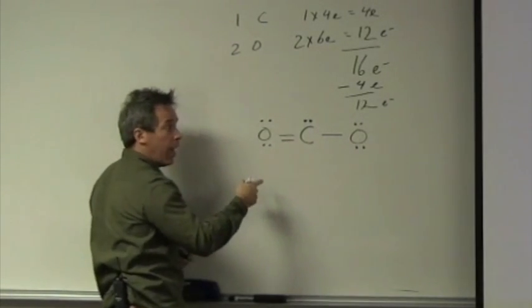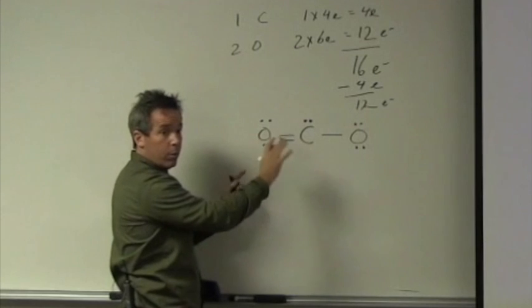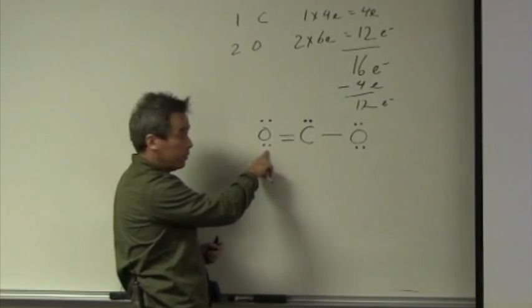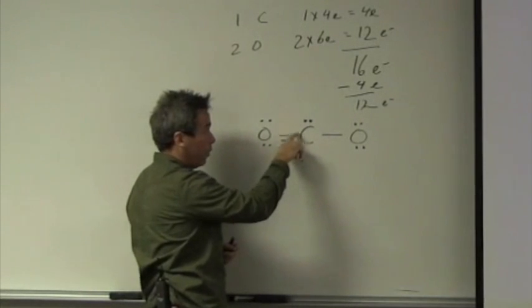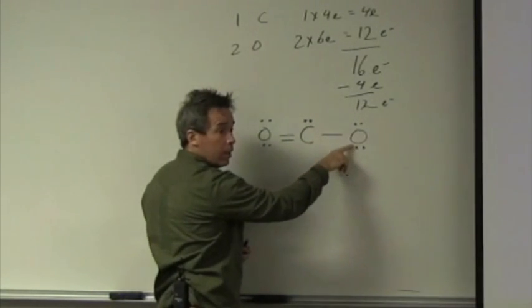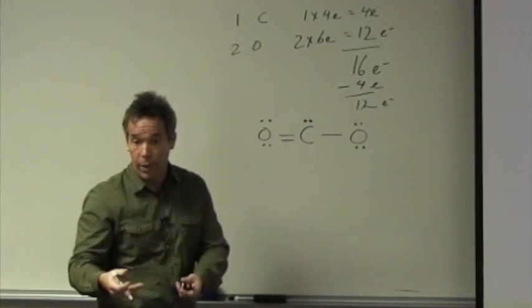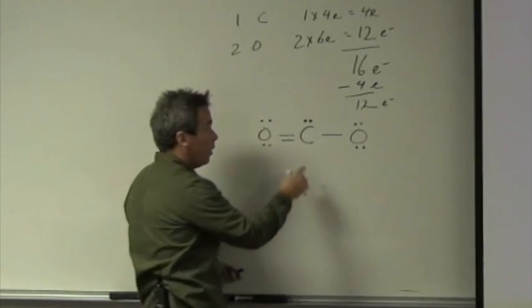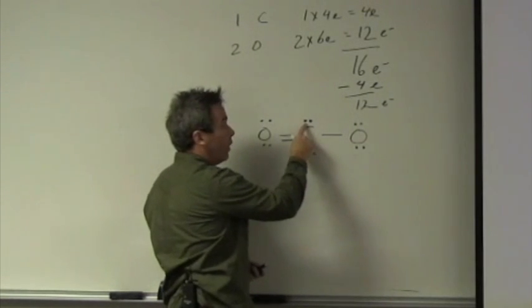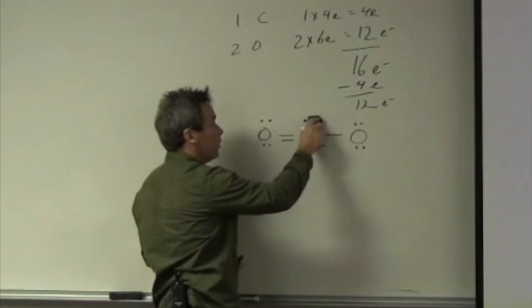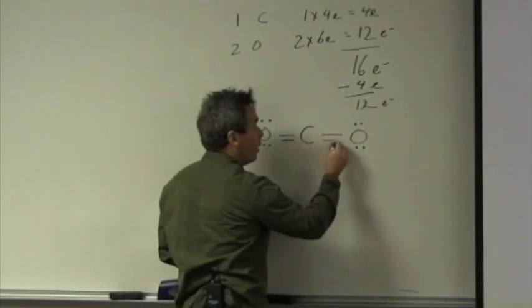Now, every time I do that, I go back and check for octets. Don't move other things around until you check for octets. Octet satisfied? Here? 2, 4, 6, 8. Yeah. Here? No. So I have to work on this. So now I'm going to go back to step 6. Change lone pairs into double or triple bonds. Which are we going to move, these on the carbon or the ones on the oxygen? Carbon, right? So I'll put those there.